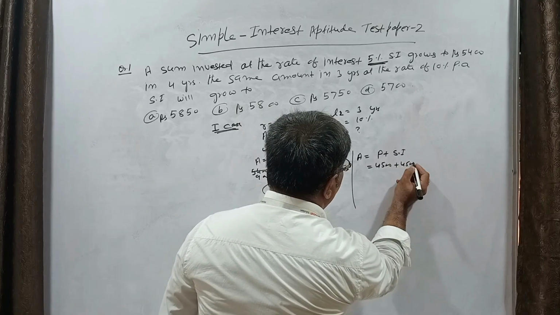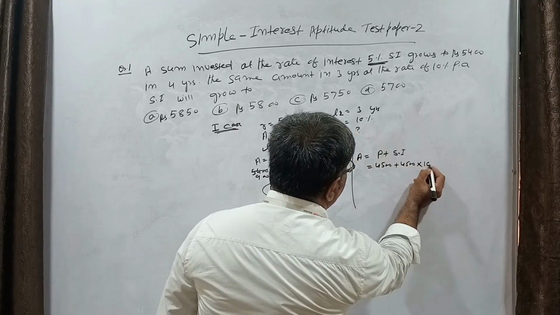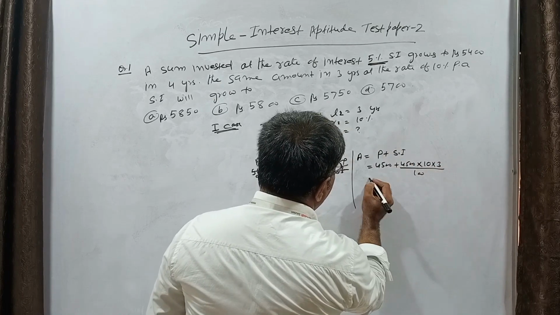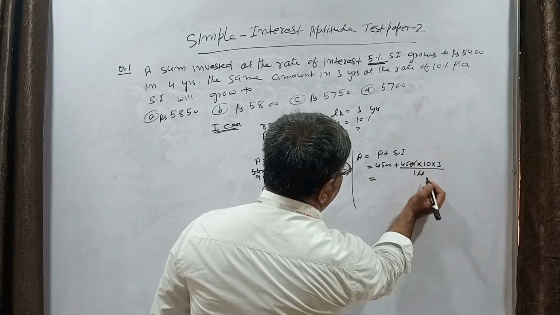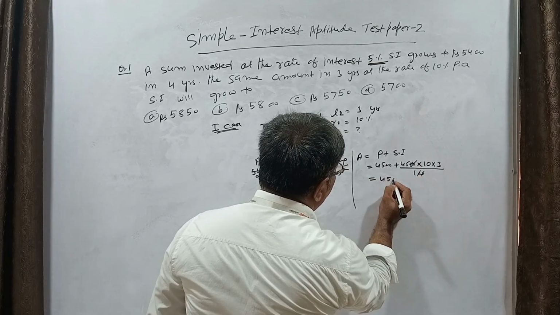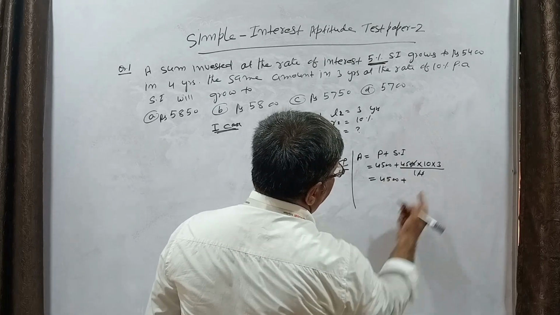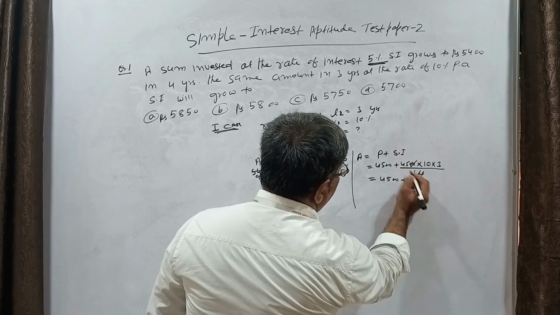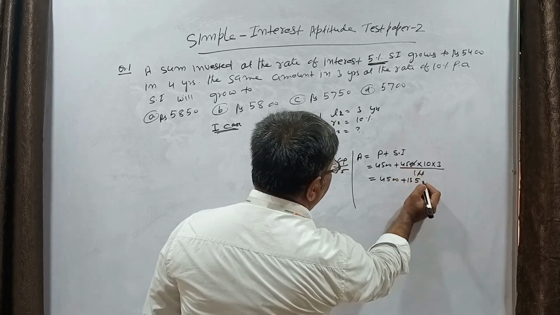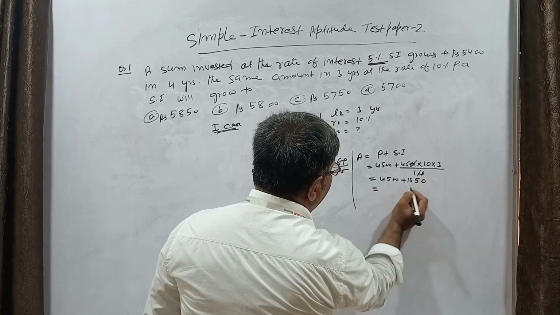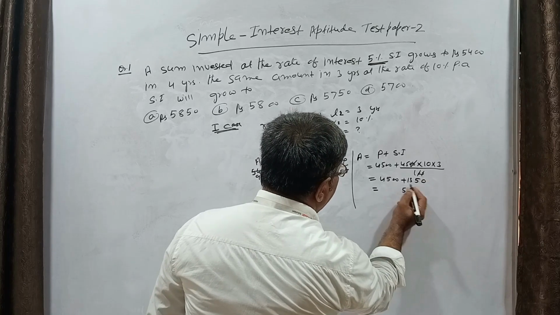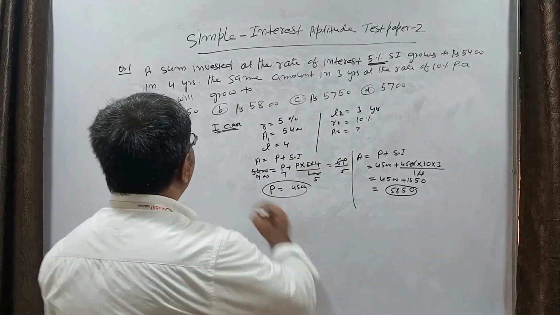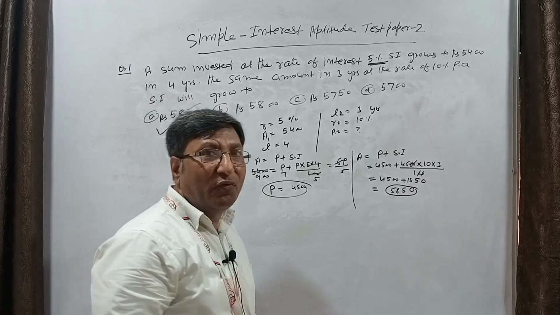And simple interest is what? Principal, that is 4500, into rate, that is 10, and time is given, how much? 3, divided by 100. So the 100 cancels out. So this is how much? 4500 plus, 3 5s are 15, 3 4s are 12, and 1 is 13, so 1350. When we add this number, 0, 5, 8, 5. So what is this? 5850. So our correct answer is what? 5850.